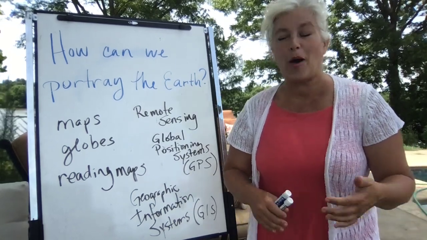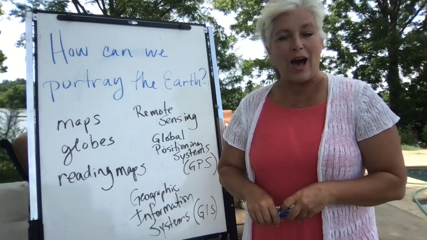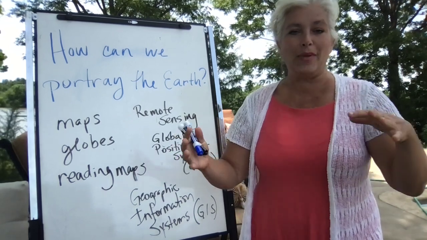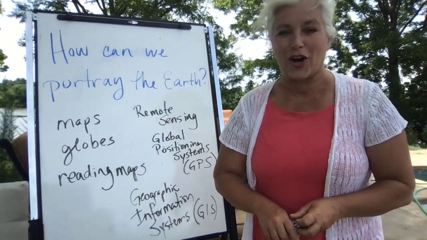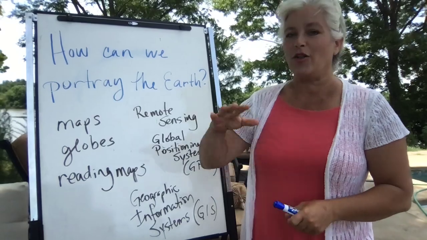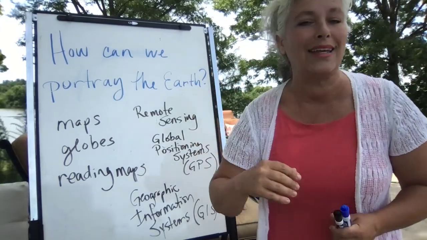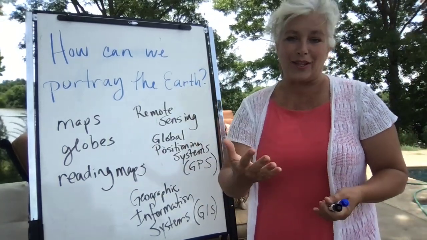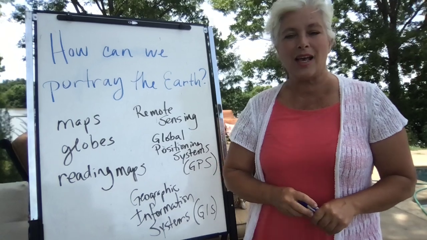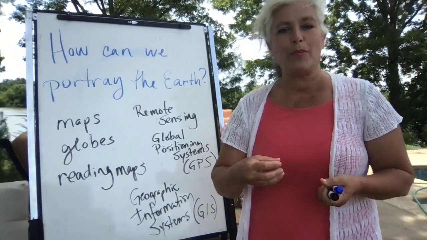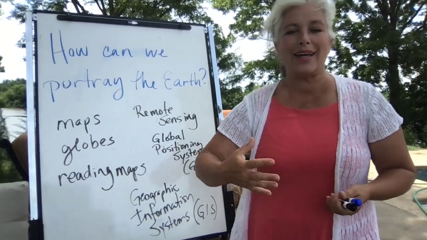Today we're going to talk about portraying the Earth. How can we take this oblate spheroid that we call the Earth in the solar system, with all the rotation and the wobbling and the revolutions around the sun that we learned about in previous lessons? How can we take this and represent it in a way that you and I can understand it?